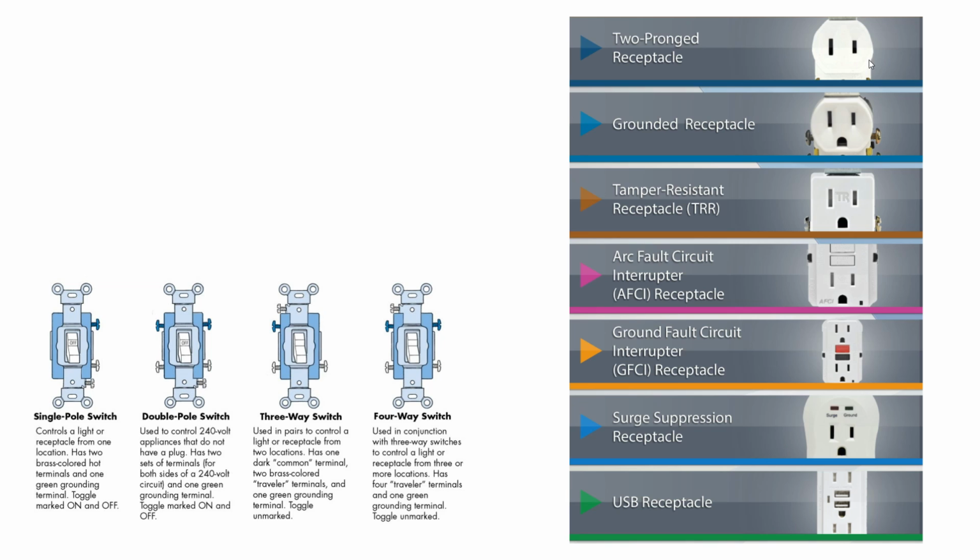Two-prong receptacle, we don't want these. They're bad. If your house has them, it means there's not a ground, which means there's not a safety path back to ground for stray amperage. Two-prong receptacles, bad. Grounded receptacle, these are pretty much what you'll see everywhere. Tamper resistant. I can't remember exactly, but I believe these are the ones that hold onto the cord a little bit better. Arc fault, ground fault, surge suppression, and we'll get to the USB at the end.